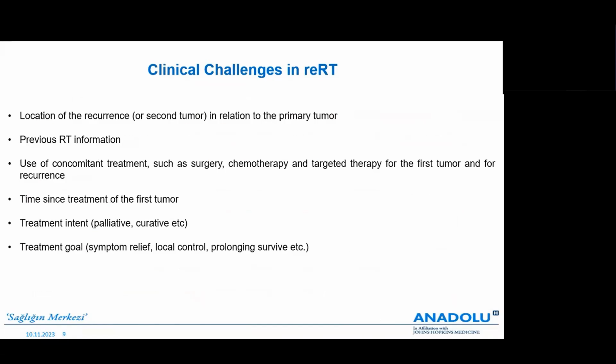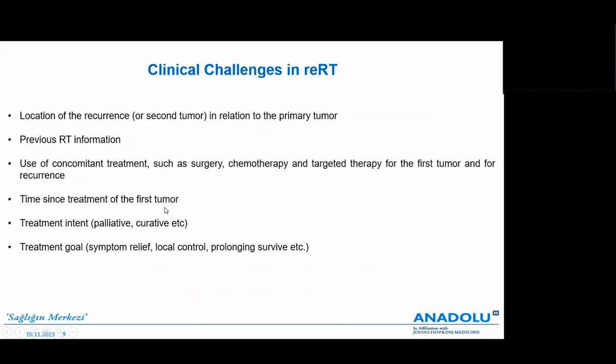So what about the clinical problems? The first problem is the location of the recurrence or second tumor in relation to the primary tumor, so the connection between the first tumor and the second tumor irradiation. The second is that the previous radiotherapy information is very important. You should know the first treatment properly, and also the patient's other treatments, like concomitant treatment, surgery, or whatever. The previous treatments could be important for irradiation.